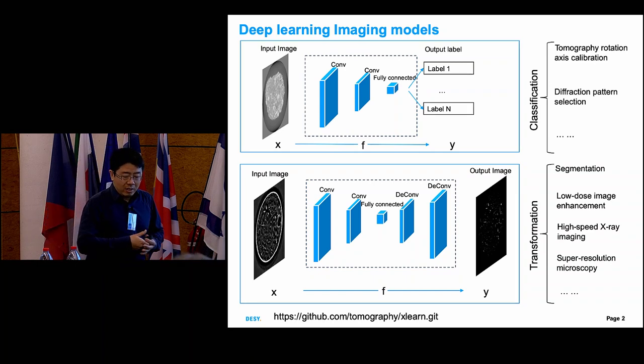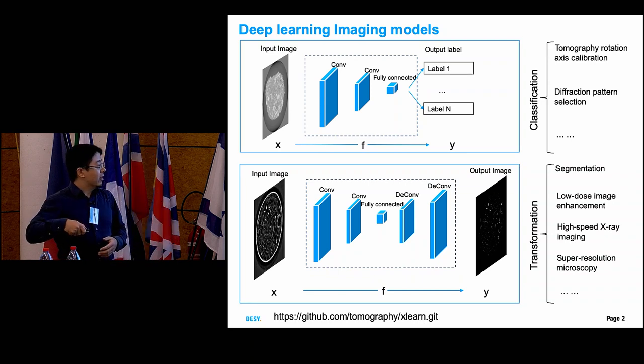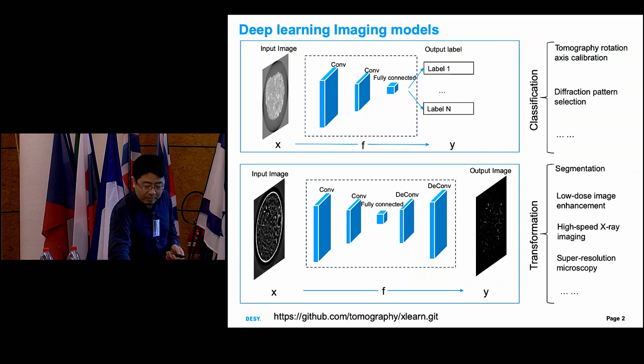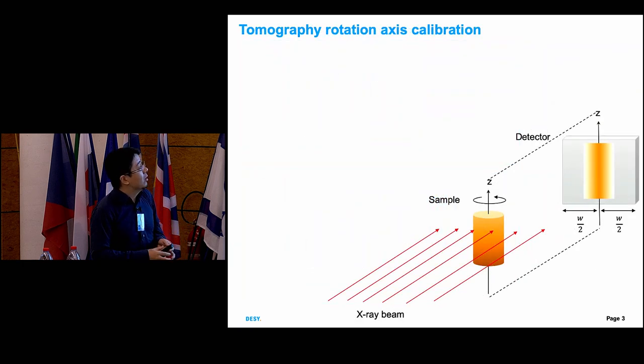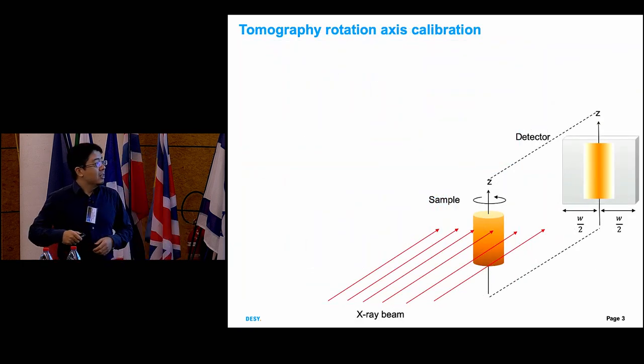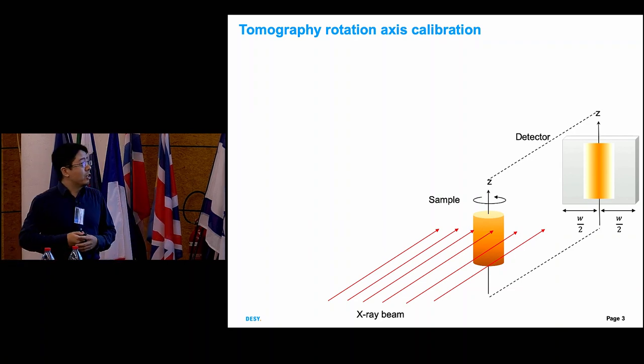And all these things, you can find in my GitHub repository. It's totally open source. And this is an example of the tomography rotation axis calibration.